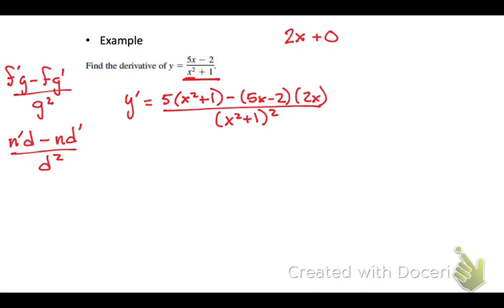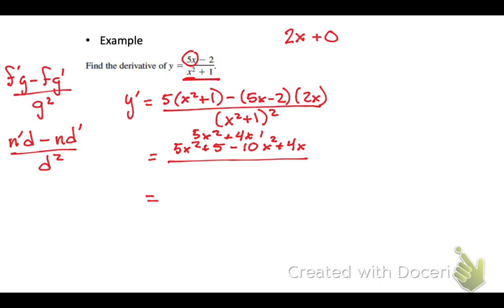Do you know how we got the 5 for the first one? I thought it was just the 5 already there. Well, the derivative of 5x is 5. Okay, so now we're going to distribute the numerator, but not the denominator. So I have 5x squared plus 5 minus 10x squared plus 4x. So that gives me 5x squared plus 4x plus 5.